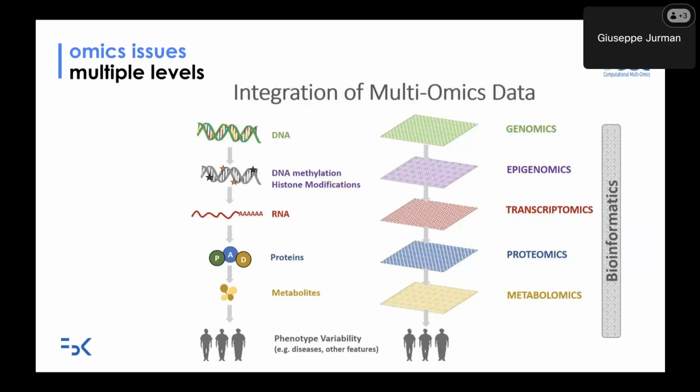So these are the main three pillars that are affecting omics data: high dimensionality, the problem of integration, and the problem of missing data.